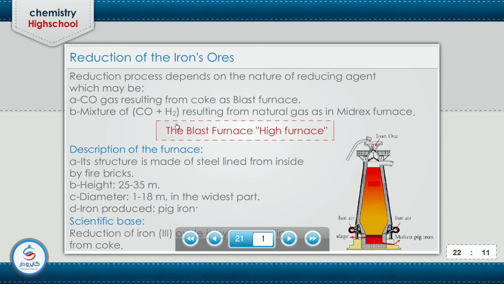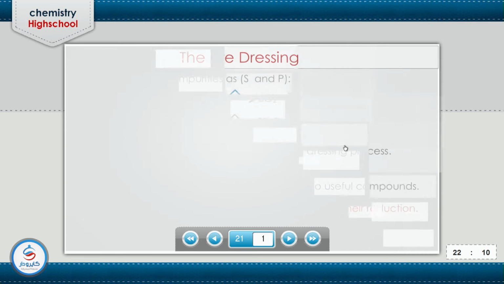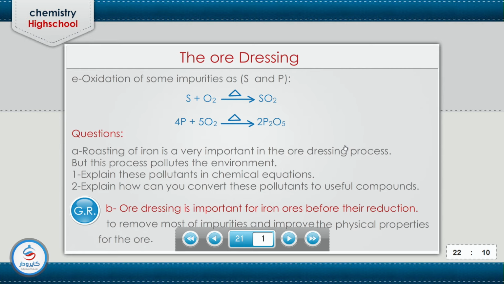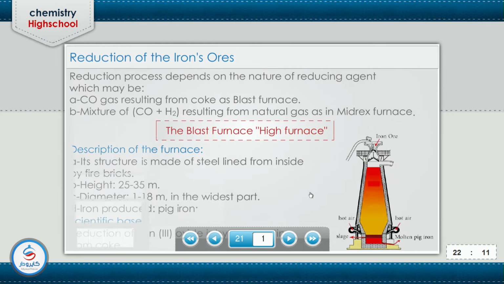Now we'll study the blast furnace, the high furnace. Description of the furnace. Number A, its structure is made of steel, lined from inside by fire bricks. Number B, its height is about 25 to 35 meters.